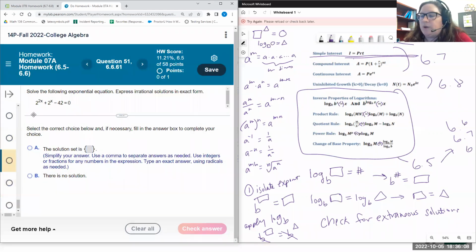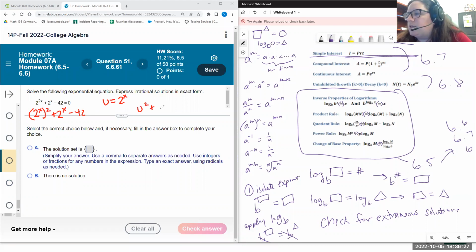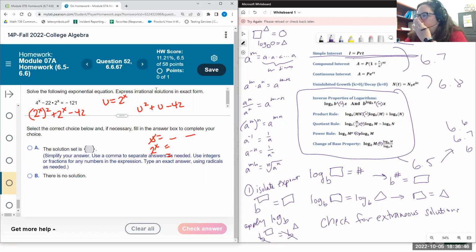So you have to recognize the squares. So here you have 2 to the 2x. If you recognize that as actually 2 to the x squared plus 2 to the x minus 42, then you can say u equals 2 to the x, and we have u squared plus u minus 42. You solve that for u, whatever u equals, then you replace the u back with 2 to the x, and you can solve those two equations. But I'm going to spend a little bit more time on this next one instead. So number 52.